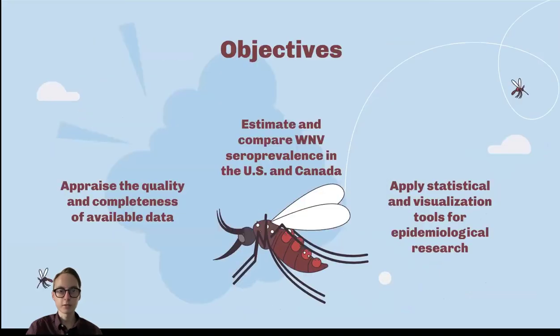The goals of my research this summer were to first appraise the quality and completeness of available West Nile virus seroprevalence data in Canada and the US, as well as to estimate and compare overall seroprevalence across different population groups, and lastly, to apply statistical and visualization tools to make sense of the data and identify key patterns.